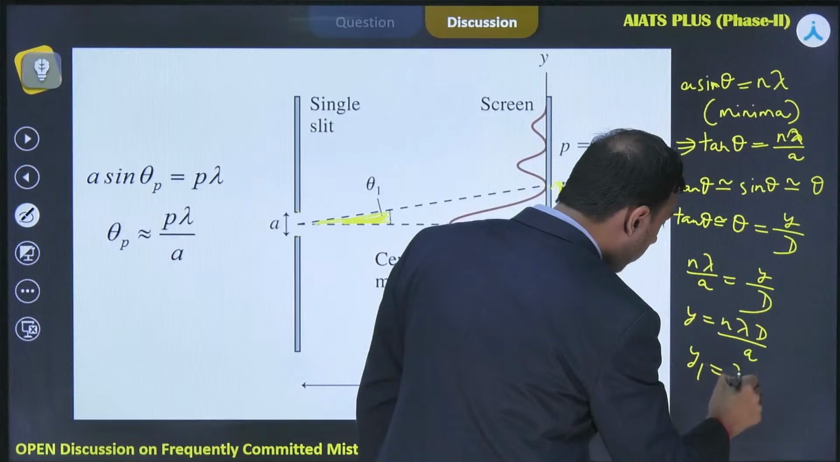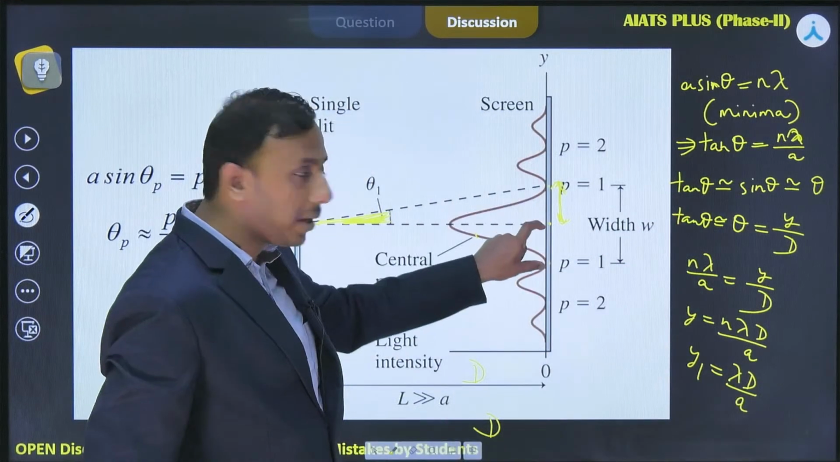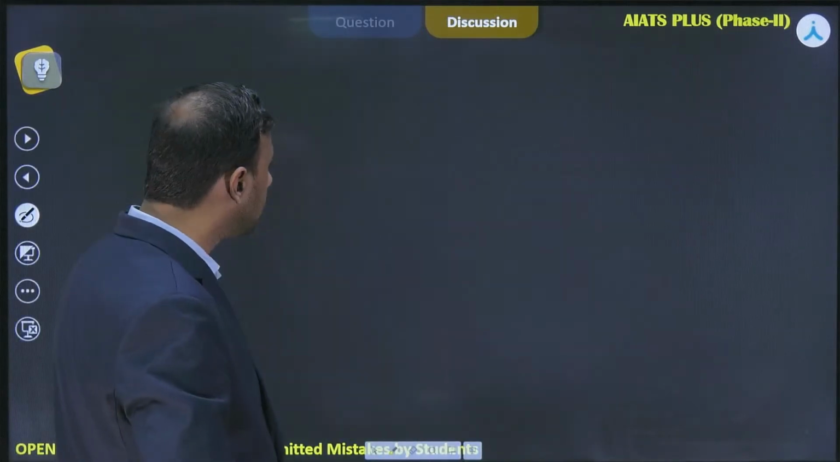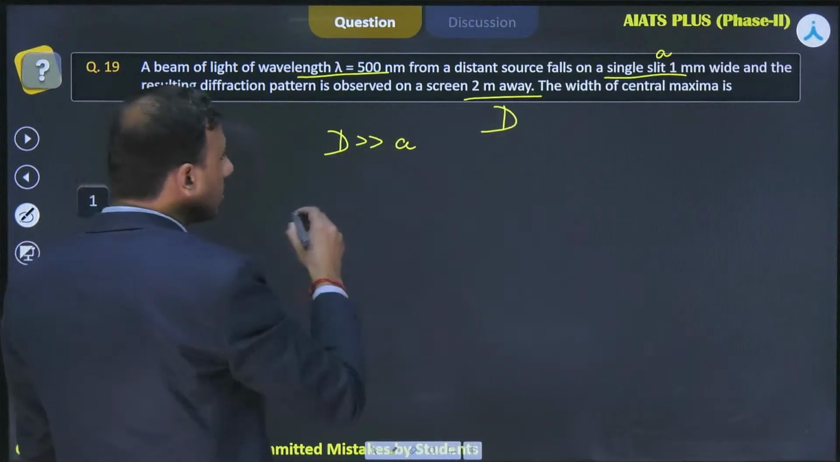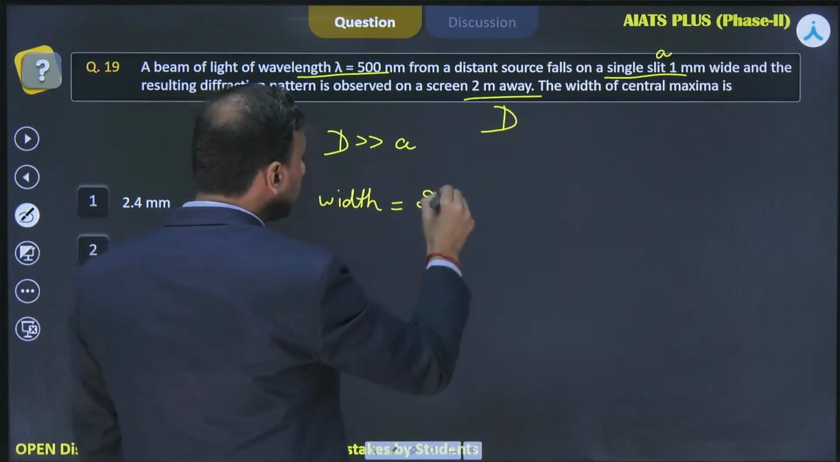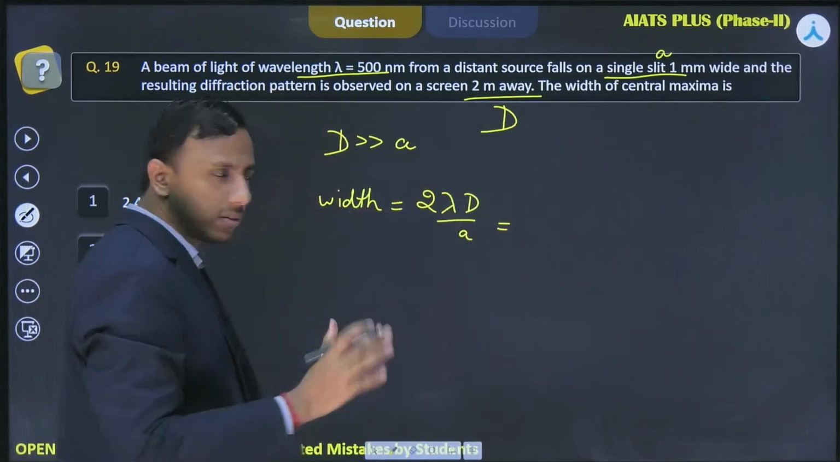So if you want, I can write it over here. So y1 is equal to lambda D by A. So lambda D by A plus lambda D by A. So it becomes 2 lambda D by A, right? So this width they are asking, right? Width becomes 2 lambda D by A. So just put the values, simple mathematics.